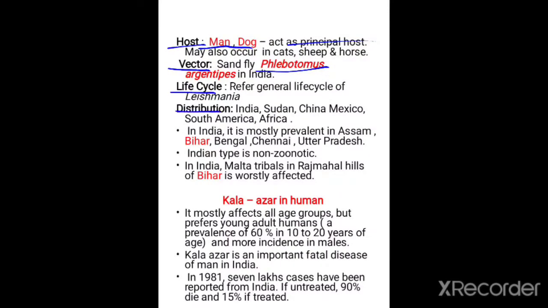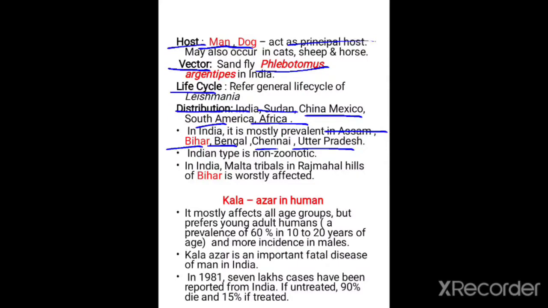When it comes to the distribution, this disease is distributed in India, Sudan, China, Mexico, South America, and African countries. In India, it is most prevalent in Assam, Bihar, Bengal, and Uttar Pradesh.